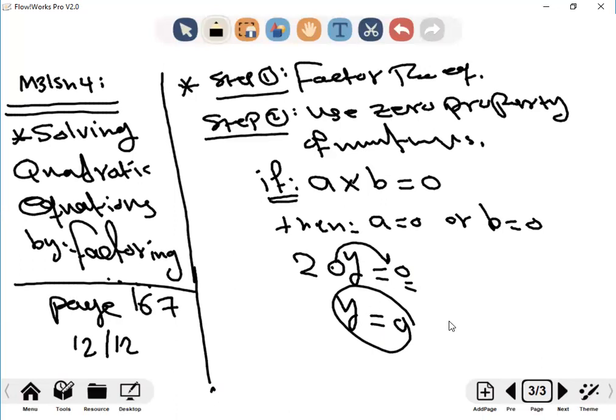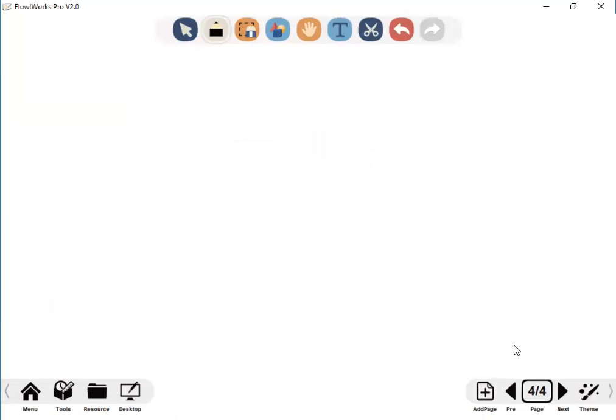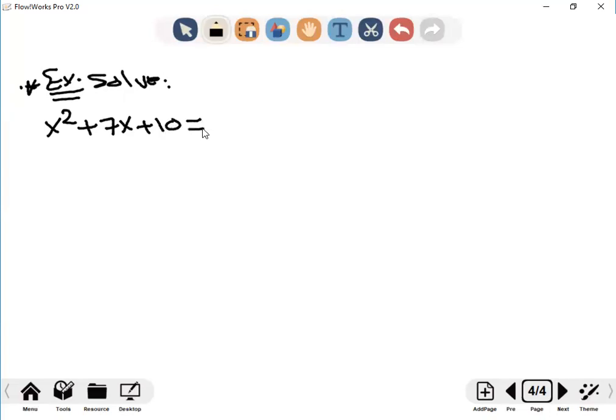I will give you an example about the title, solving quadratic equations by factoring, okay? Now, example: solve x power 2 plus 7x plus 10 equals 0. This is an equation. We need to solve it. First step, you need to factorize, to factor this equation.